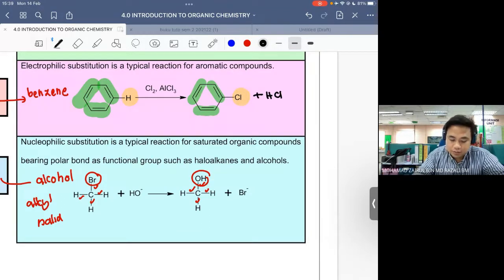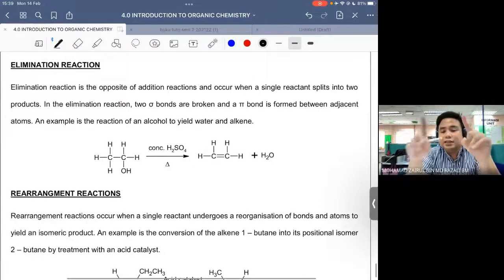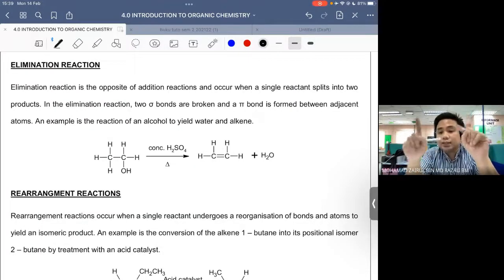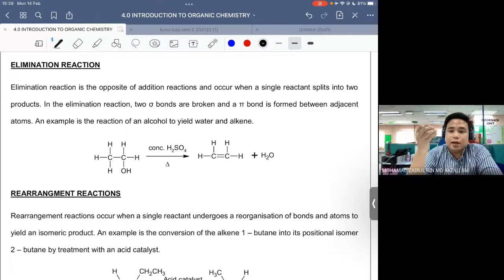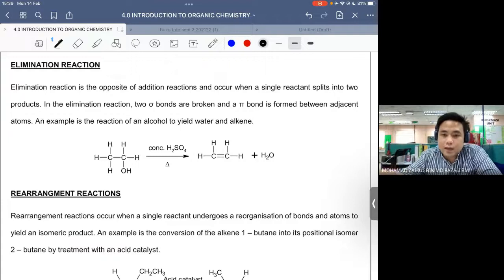Alright. So, now kita ada elimination pula. Okay, tadi addition, dia opposite dengan addition. Addition tadi, daripada multiple bond, so contoh daripada double bond jadi single bond. So kita change the number of the sigma bond. Okay, tapi elimination ni pula dia opposite. Dia kita removekan substance ataupun kita removekan atom dalam molekul tu dan kita akan hasilkan multiple bond.